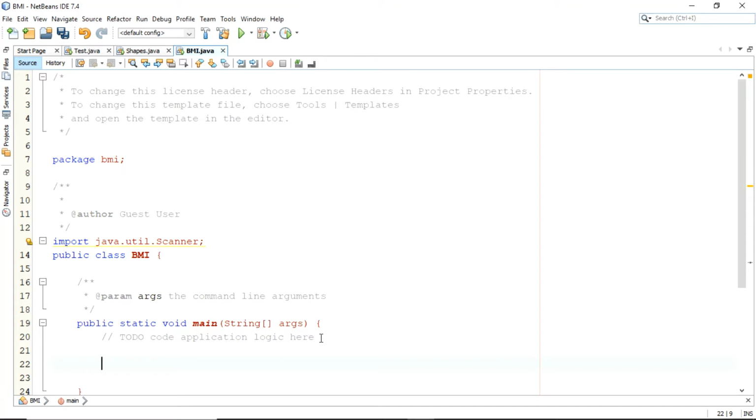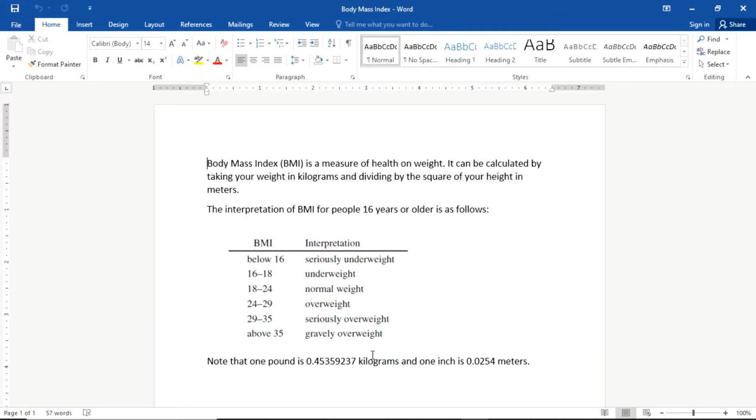Okay, so then we need to take note of this. 1 pound is equivalent to 0.4535923 kilograms, and 1 inch is equivalent to 0.0254 meters. So how do we determine this BMI?